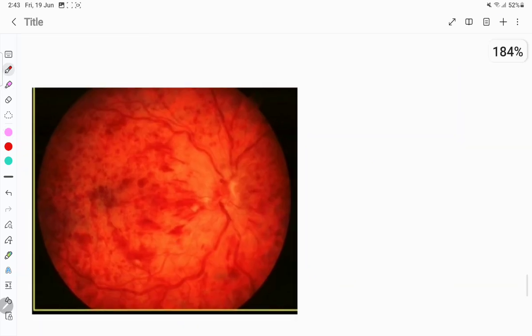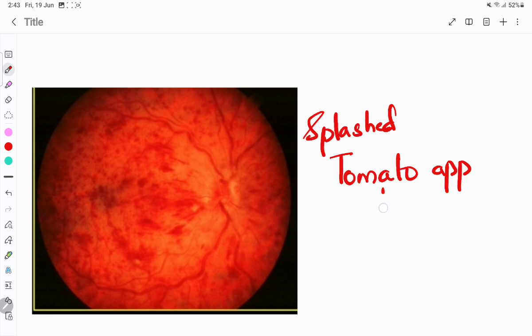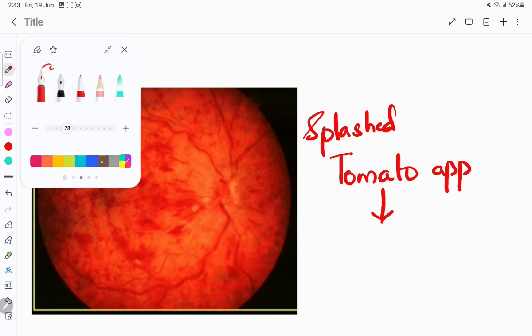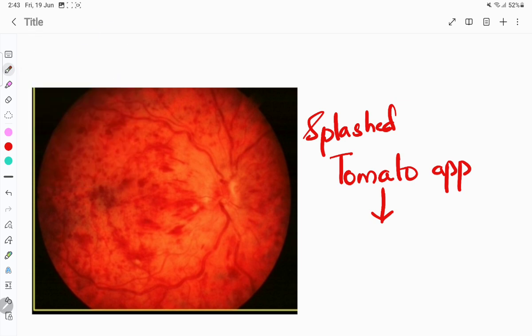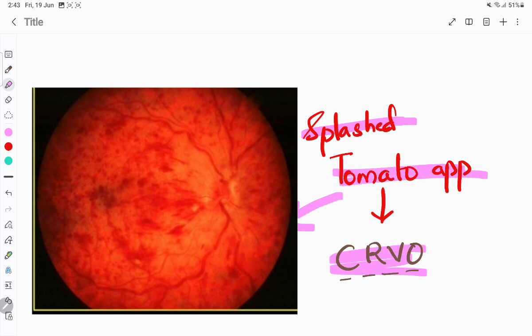Okay, now tell me what this is. What does it look like? It looks like a splashed tomato. Splashed tomato appearance, where do you see it, guys? In CRVO, central retinal vein occlusion. Very important. Splashed tomato appearance we see in CRVO.